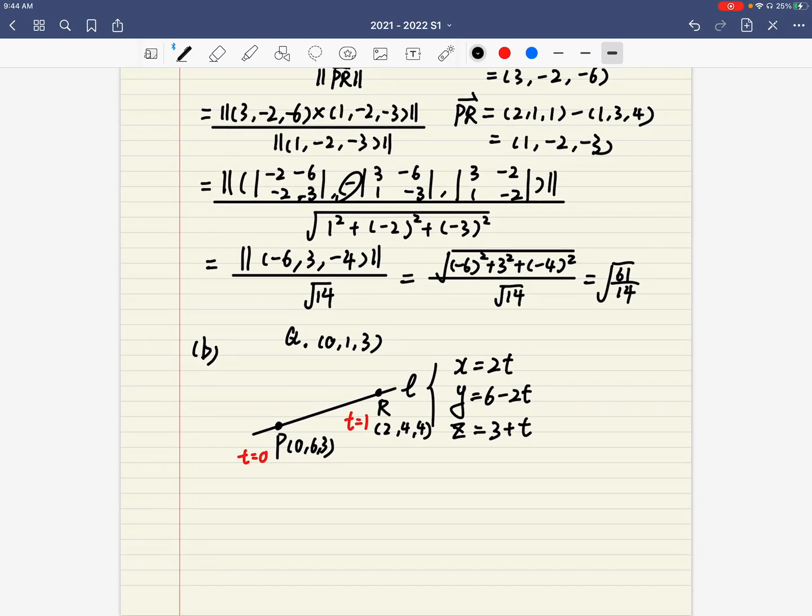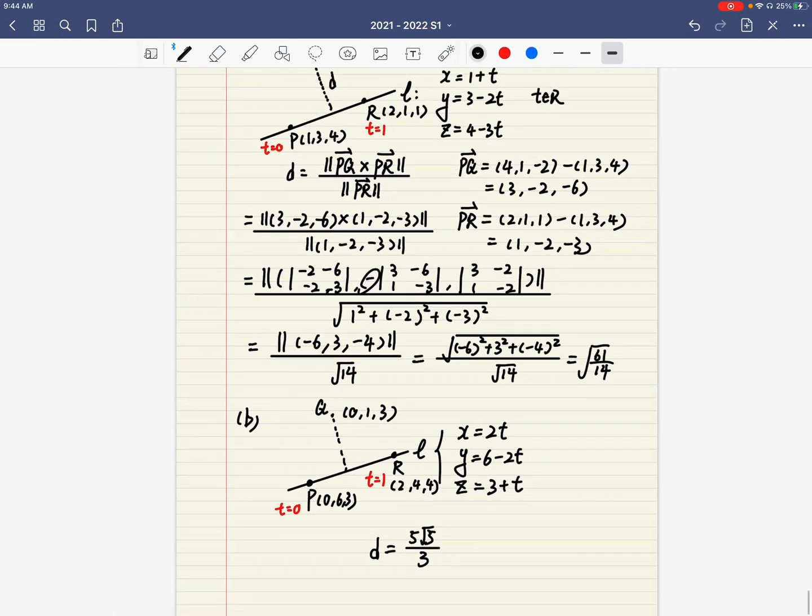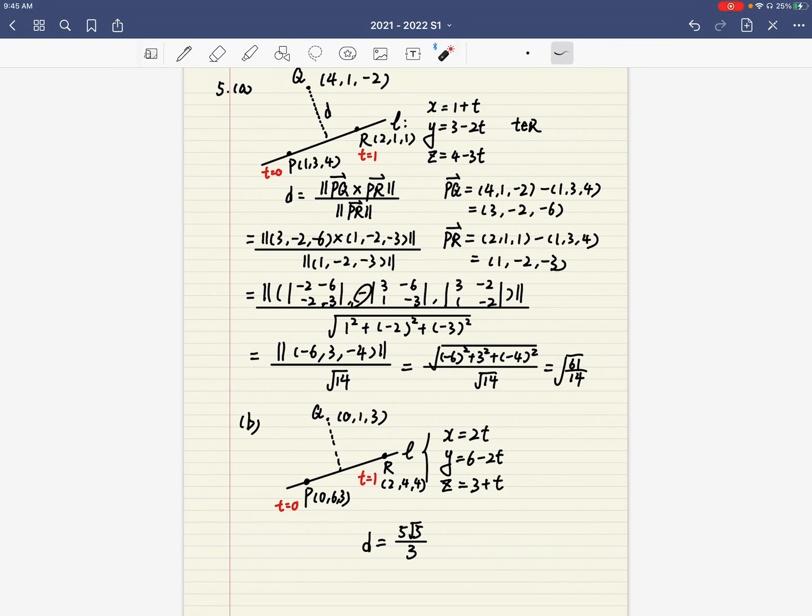Then all the steps are the same. It's just different numbers. You do the same thing. Your answer would be the distance is 5 square root of 5 over 3. Same steps, just different numbers. You can try it by yourself.